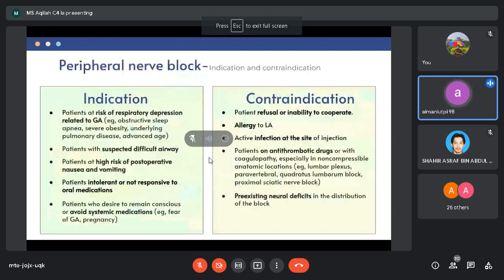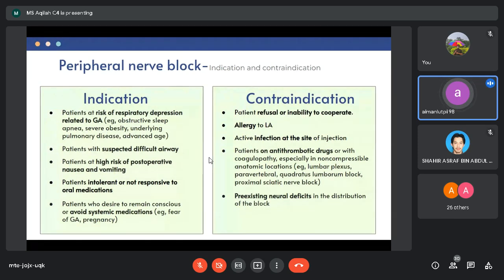Next, talking about the indications and contraindications of peripheral nerve block. The indications are: patients who are at risk of respiratory depression related to GA, patients with suspected difficult airway, patients at high risk of postoperative nausea and vomiting, patients who are intolerant or not responsive to oral medication, or patients who desire to remain conscious because they are afraid of GA.